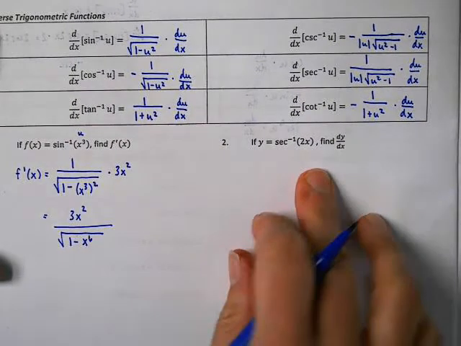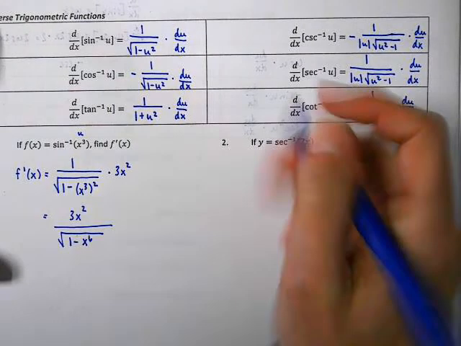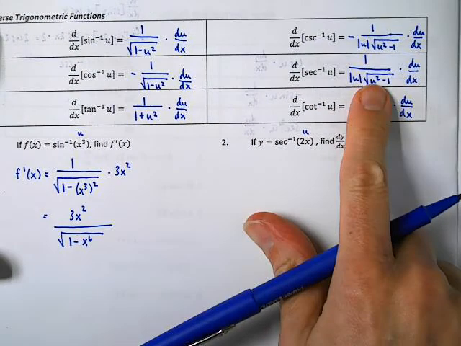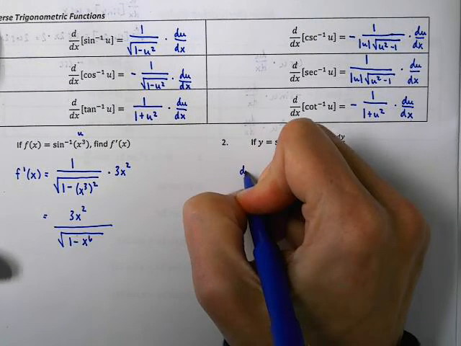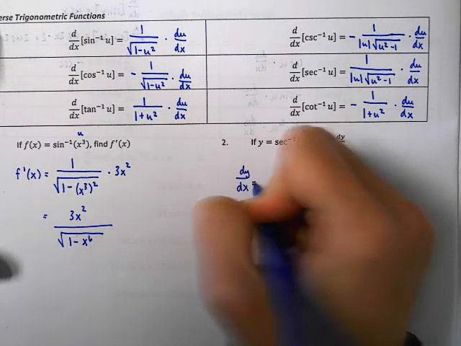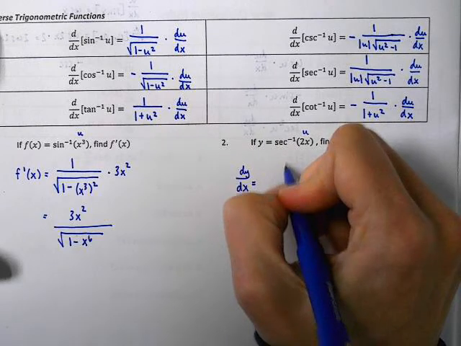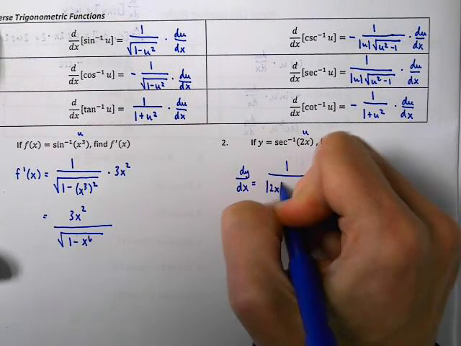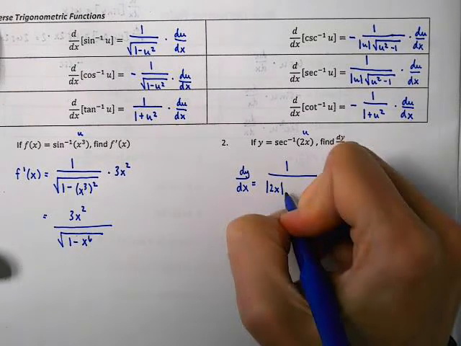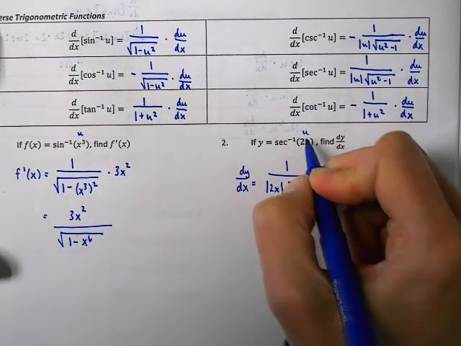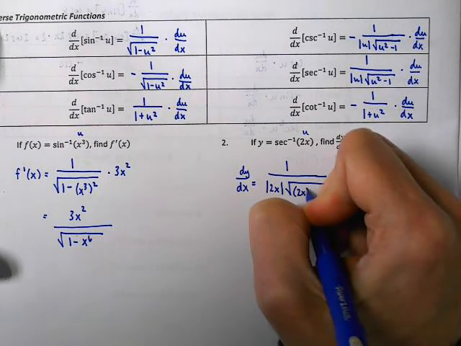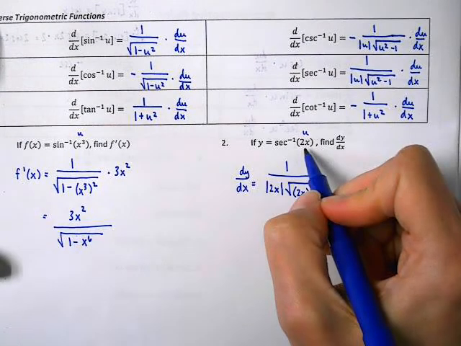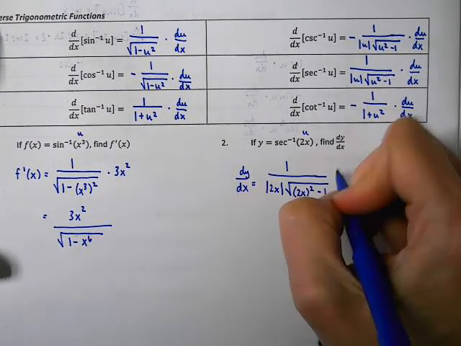Last example is here with inverse secant. Again, this 2x is what we refer to as our u here. So now I have dy dx equals, see, inverse secant is 1 over the absolute value of u, in this case the absolute value of 2x, times the square root of u squared, so 2x squared, minus 1, times the derivative of u with respect to x, which is times 2.